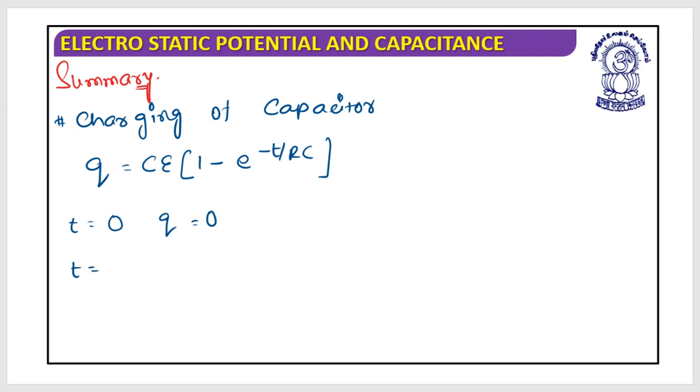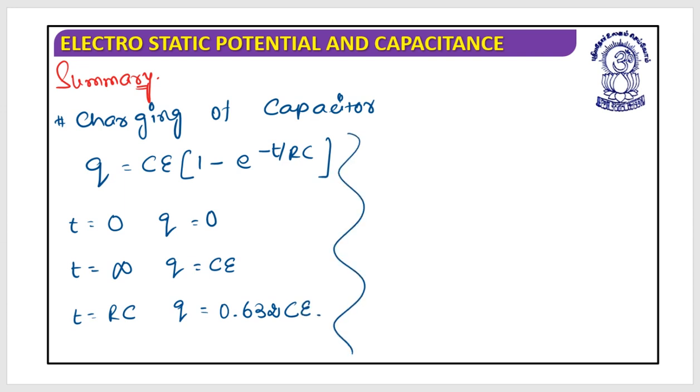At t = infinity, the charge will be C E, and at t = RC, the charge will be 0.632 of C E. And when we talk about the current, I = I naught e^(-t/RC).